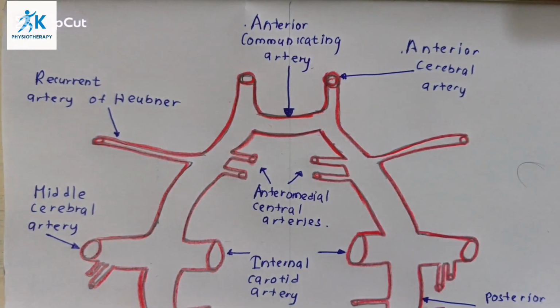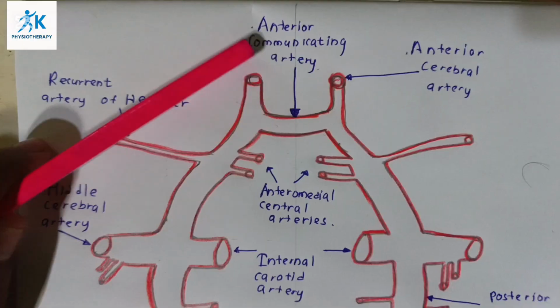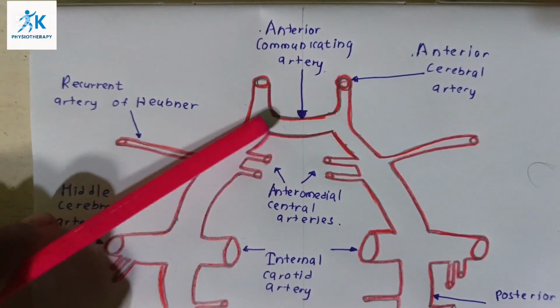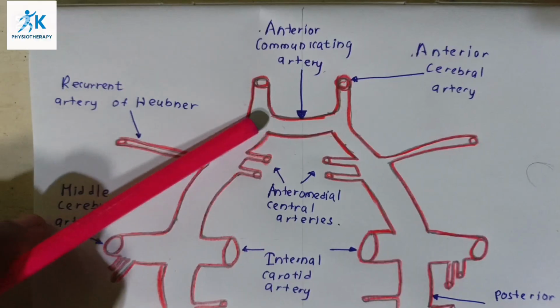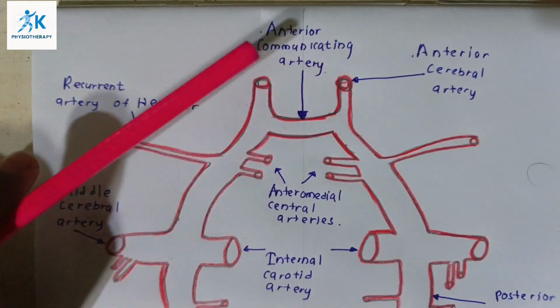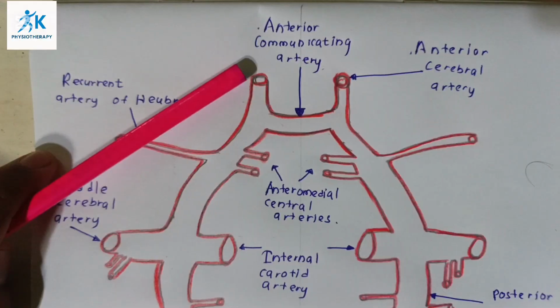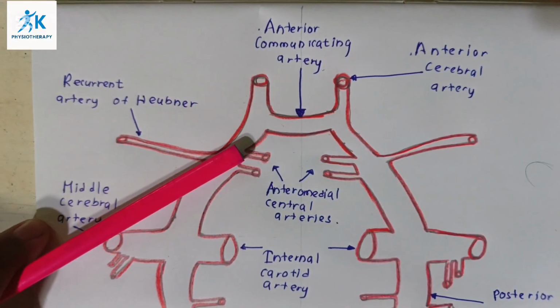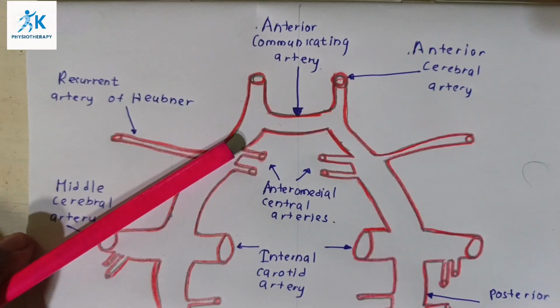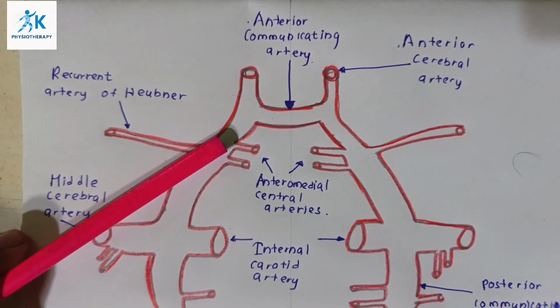This is the anterior communicating artery. The anterior communicating artery is a short single vessel connecting the right and left anterior cerebral arteries. This is the two pairs of anterior cerebral artery. These four branches are the anterior and anteromedial cerebral arteries.